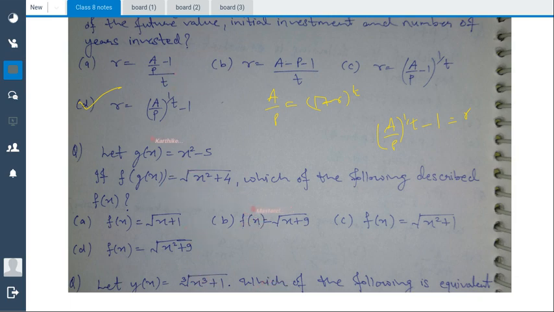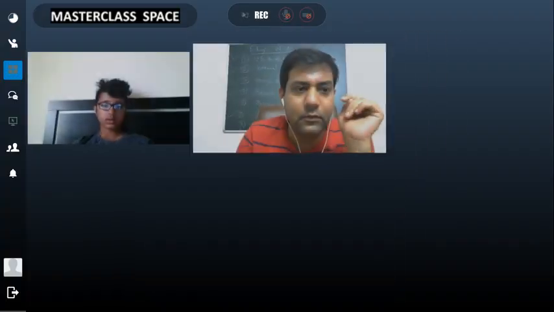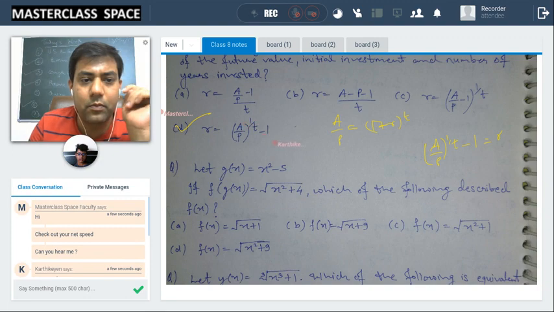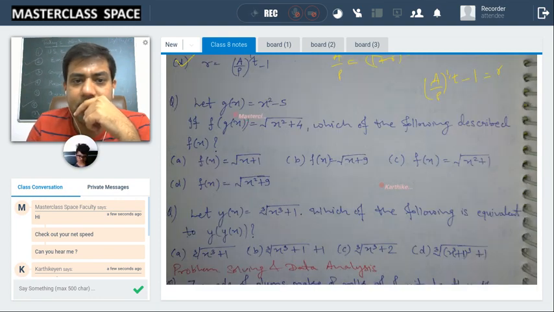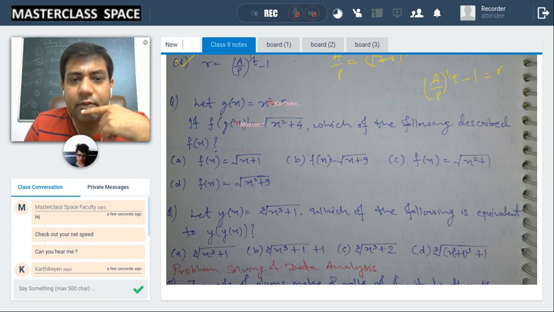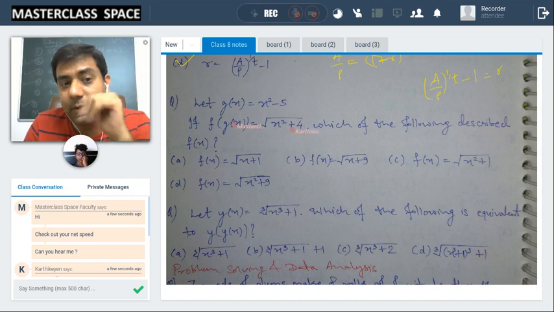Okay, so g of x equal to x square minus 5. F of g of x is root of x square plus 4. Which of the following describes f of x?